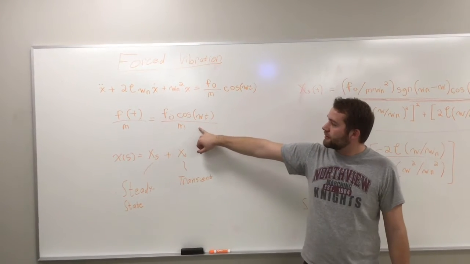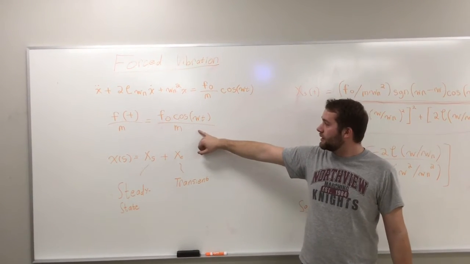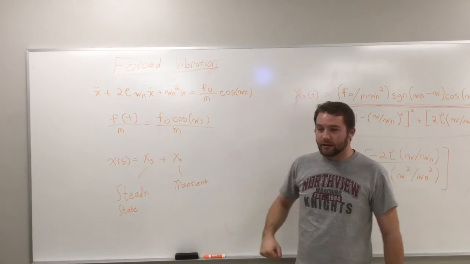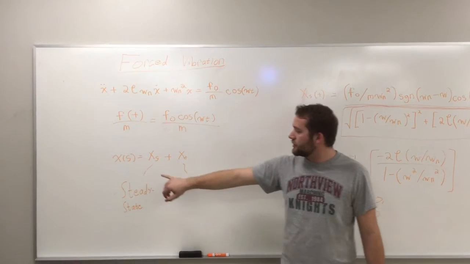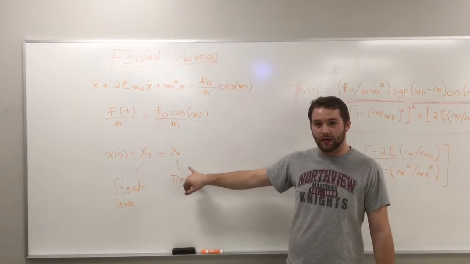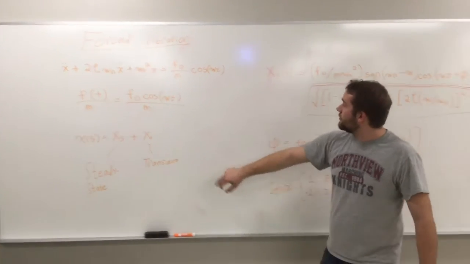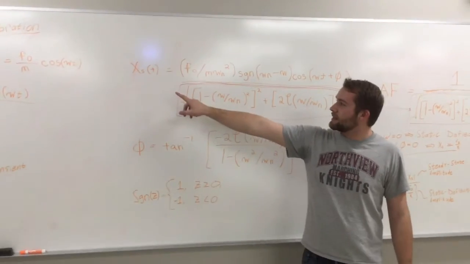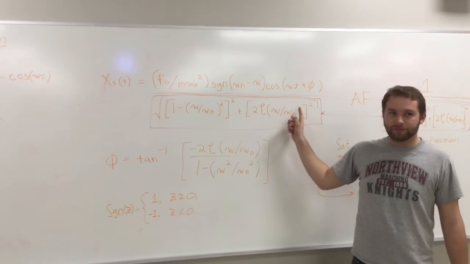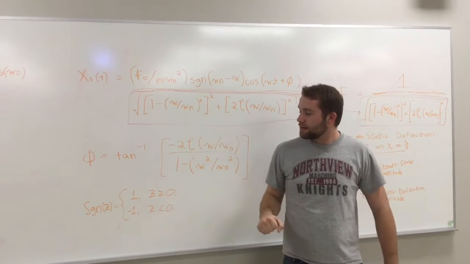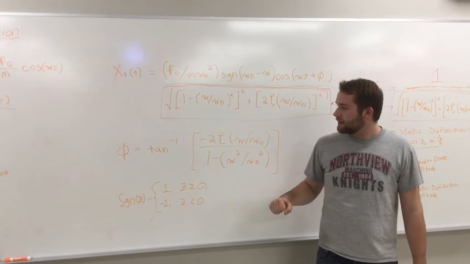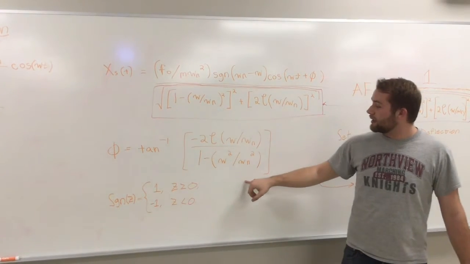The forcing function is given by f naught cosine omega t over m. The total solution is given by x of t is equal to the steady state solution plus the transient solution. Through some derivation, we get that the steady state solution is equal to this equation. Phi right here is the phase angle and is given by this equation right here.